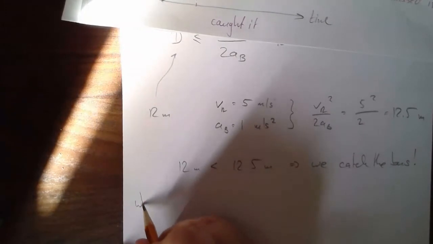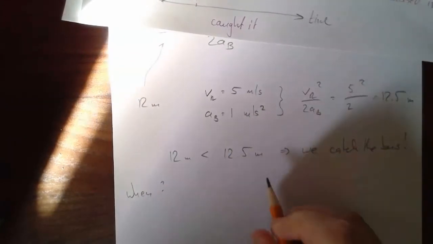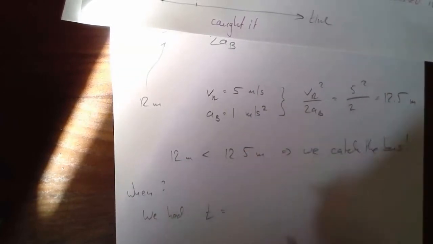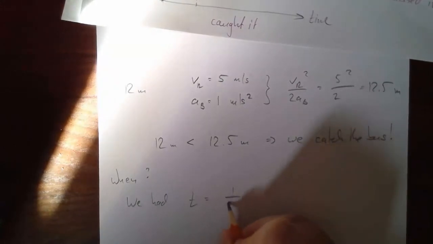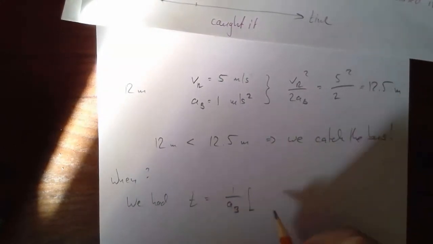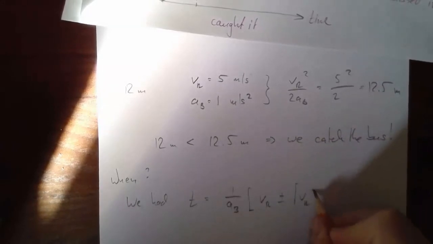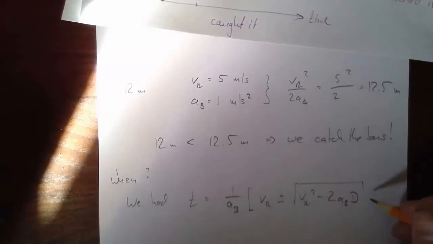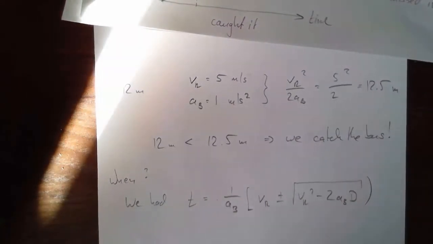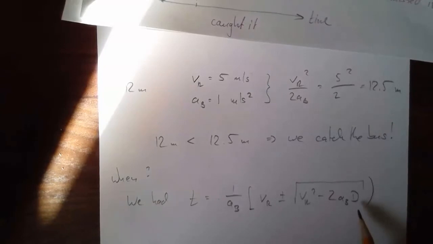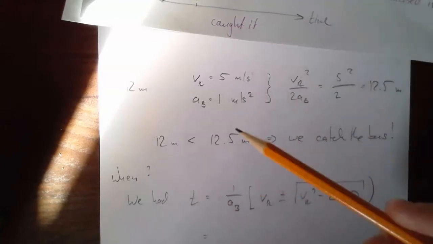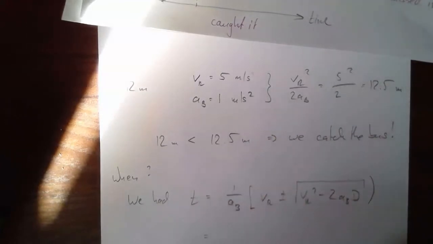So when? Well, we had that t is equal to 1 over the acceleration of the bus times VR plus or minus the square root of VR squared minus 2ABD, and we know the thing inside the square root is positive, right? So let's plug in the values. In our case, see, we're plugging values now, not earlier when solving the quadratic. We figured this out. Now we're plugging in values.